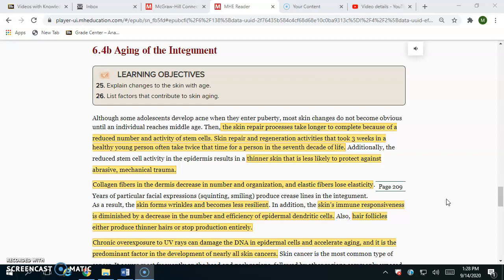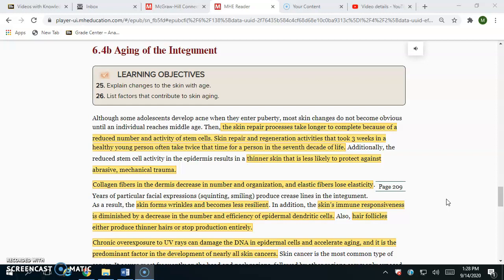Usually, maybe twice as long, on average, is how long it will take for someone in their 70s for their skin to heal versus somebody that's younger, like in their 20s. So that is one thing that we'll see in our skin, it's going to take longer for it to heal as we get older.